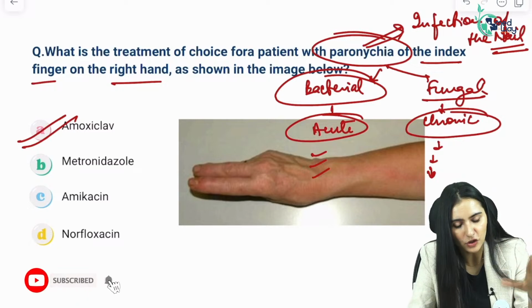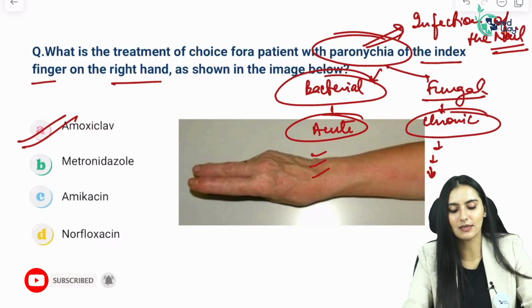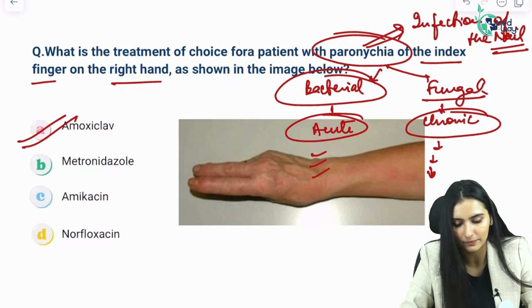But if it is a bacterial infection and they ask you for a drug of choice, the drug of choice is amoxiclav. That is what we prefer these days. Okay.